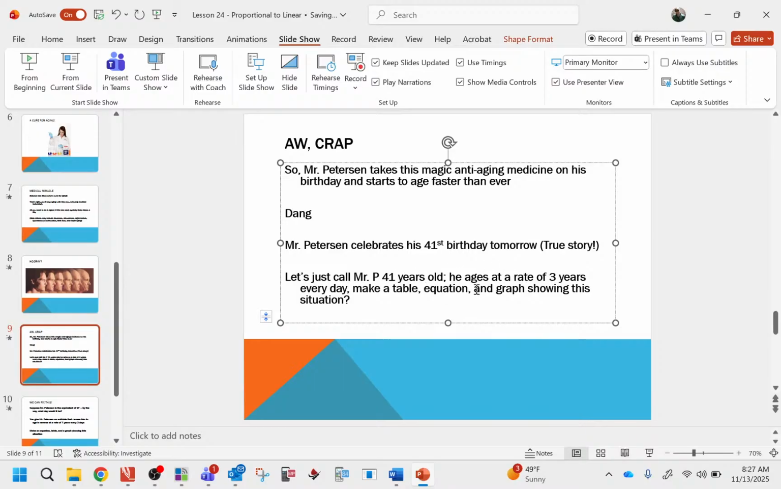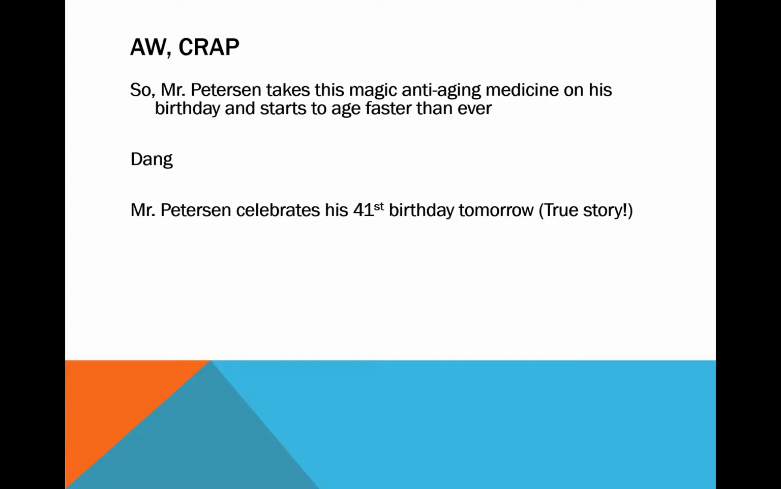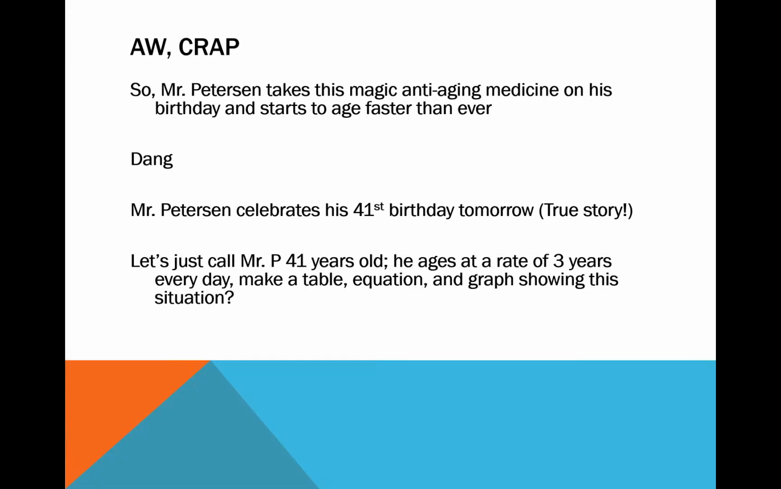Perfect. Okay. Can I get you guys back up here in 5, 4, 3, 2, 1? I celebrate my 41st birthday tomorrow, and let's just say that I'm 41. I start taking this medicine, but unfortunately, I start aging 3 years every day. Let's not worry about the graph right now, but let's make a table and an equation for that. If I'm 41 and every single day I age 3 more years, can you keep track of my age as the days pass by on a table and an equation? We'll do the graph tomorrow. Give it a shot.